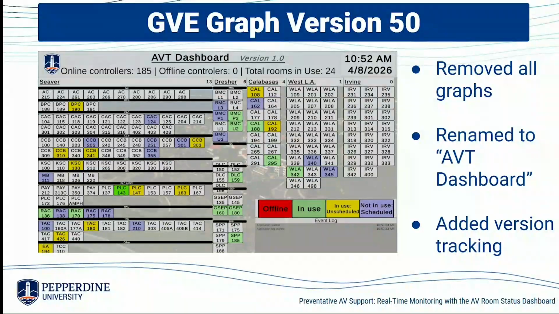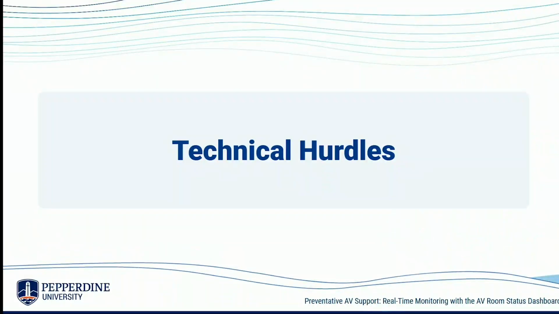Version 50, I finally gave up on the graphs. So it was originally called the GVE graph, but I renamed it here to the AVT dashboard. And I started tracking it as version 1, and so forth.